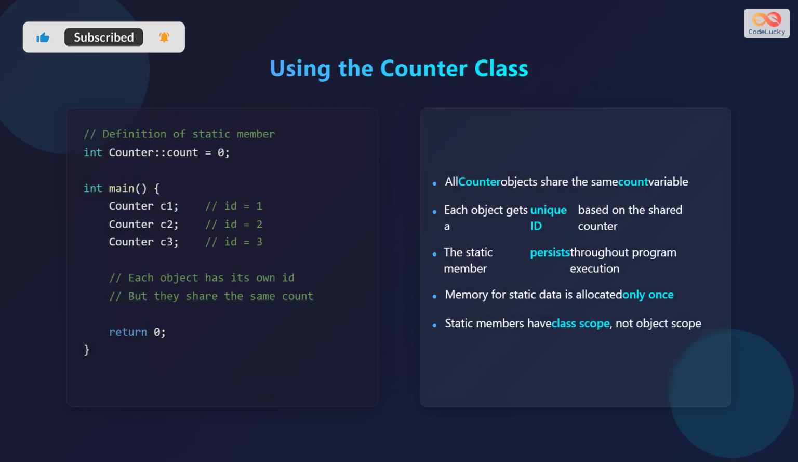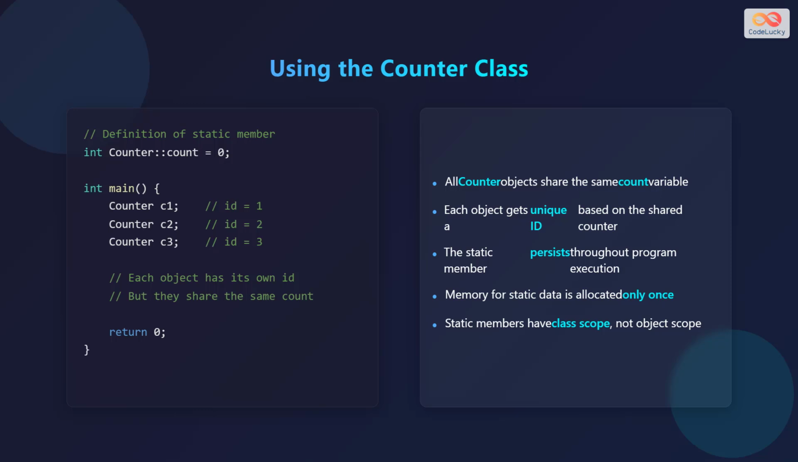Let's see how to use the Counter class. First, remember that the static member count needs to be defined as int Counter::count = 0. In the main function, we create three objects of the Counter class, c1, c2, and c3. When c1 is created, its ID is assigned 1, as the static count variable is incremented from 0 to 1. Similarly, when c2 is created, its ID is assigned 2, and when c3 is created, its ID is assigned 3. Each object has its own ID, but all objects share the same static count variable.